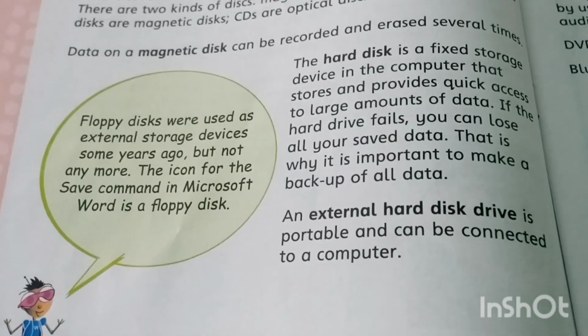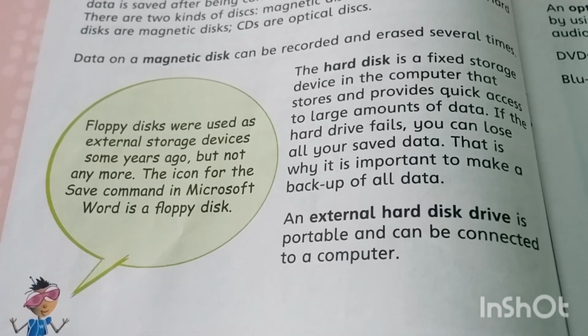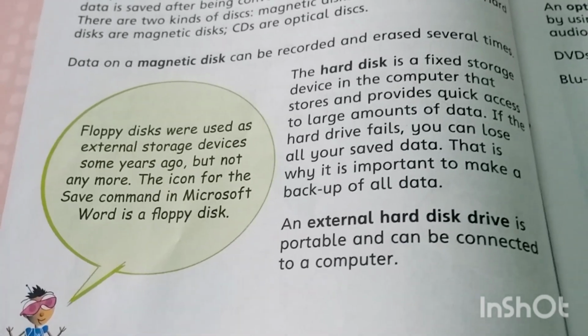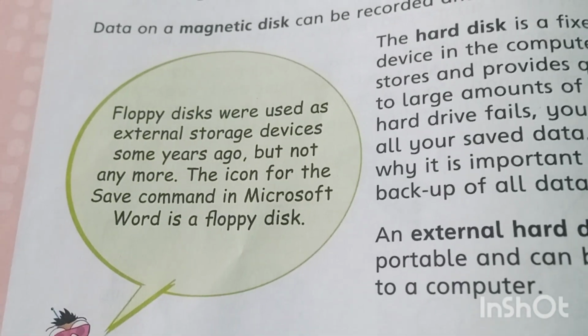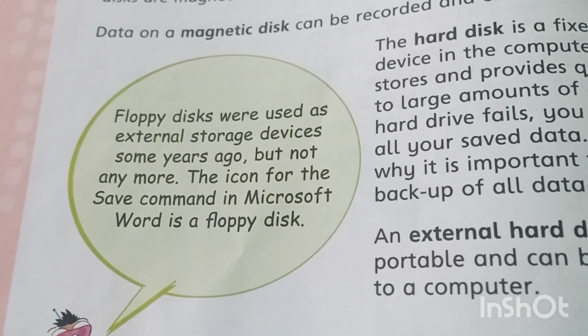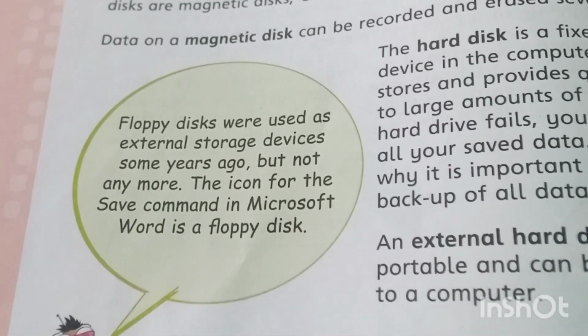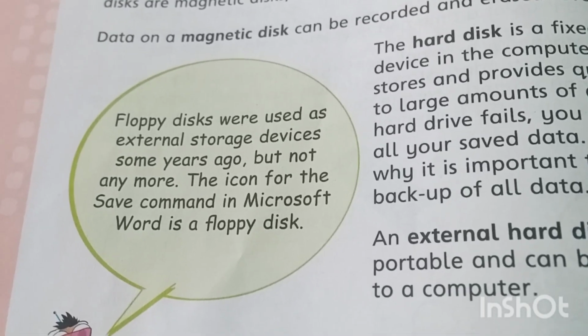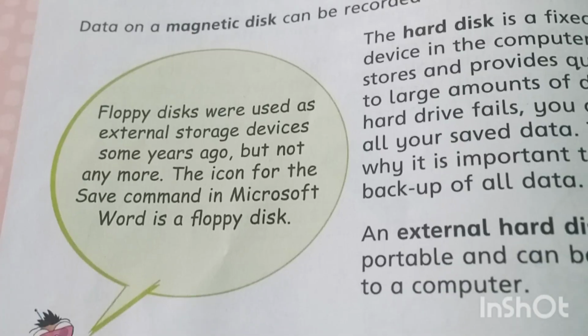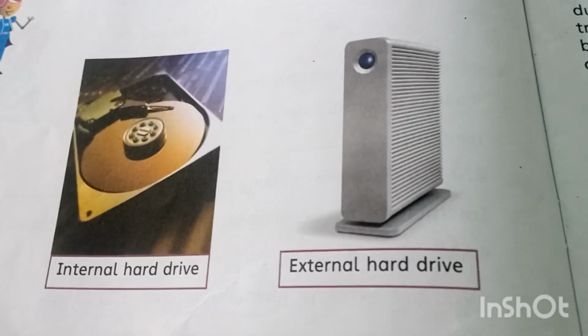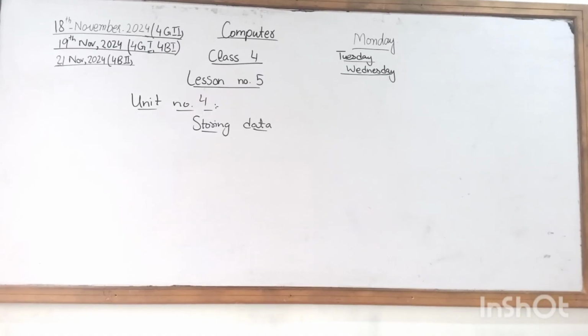An external hard disk drive is portable and can be connected to our computer. Floppy disks were used as external storage devices some years ago, but not anymore. The icon for the save command in Microsoft Word is a floppy disk. Internal hard drive, external.